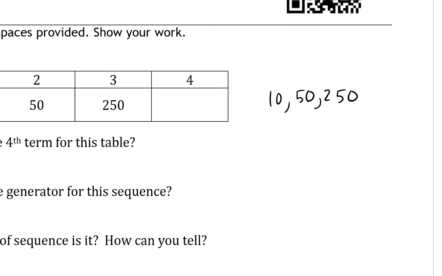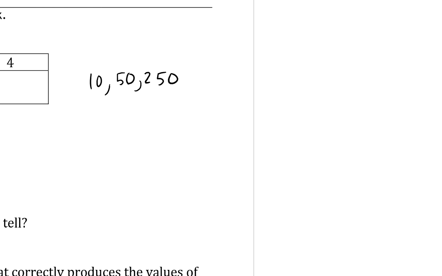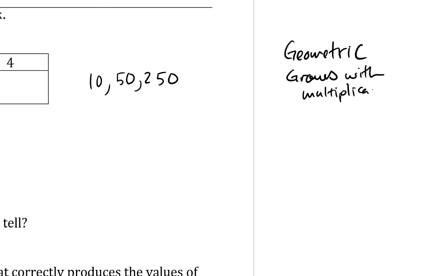One thing that we're always looking at is, is this sequence arithmetic or is it geometric? And the difference is in the generator for the sequence. If a sequence is geometric, it is always the case that we get new terms by using multiplication. And we should be careful, it doesn't always have to grow. It depends on what the multiplier is.